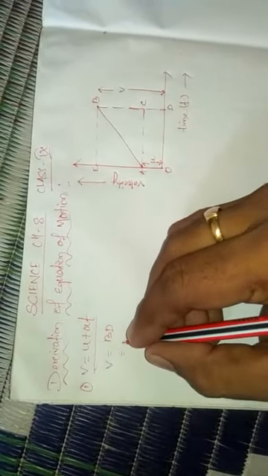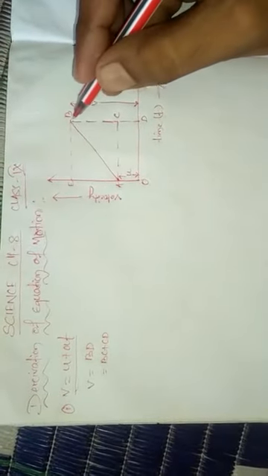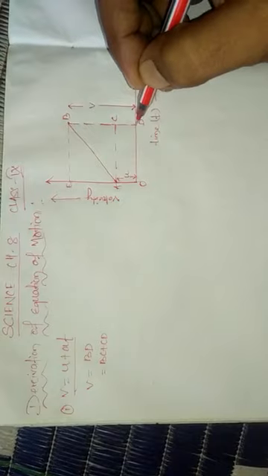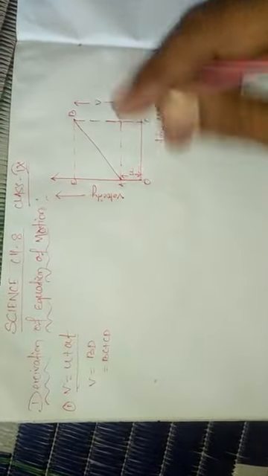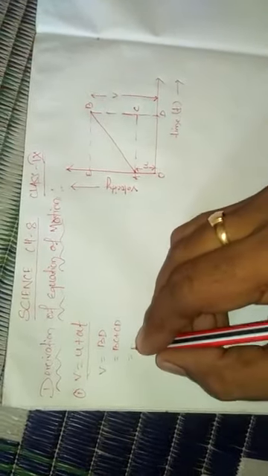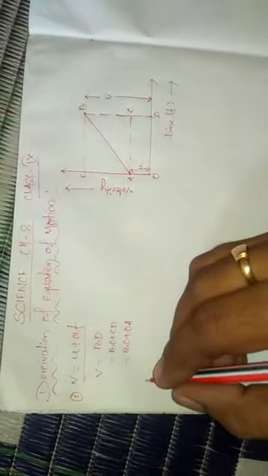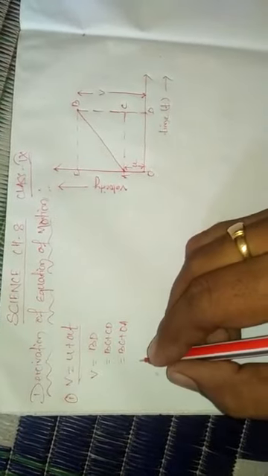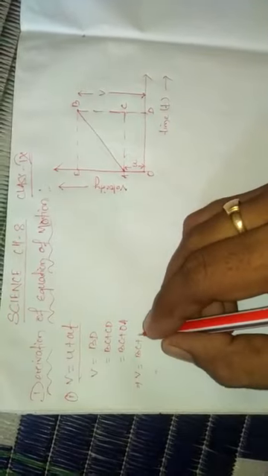This equals BC plus CD. Now CD is equal to OE as it is a rectangle and opposite sides are the same. So CD is equal to OE, and now I can write BC plus OA. Here OA is equal to u. So this implies v equals BC plus u.